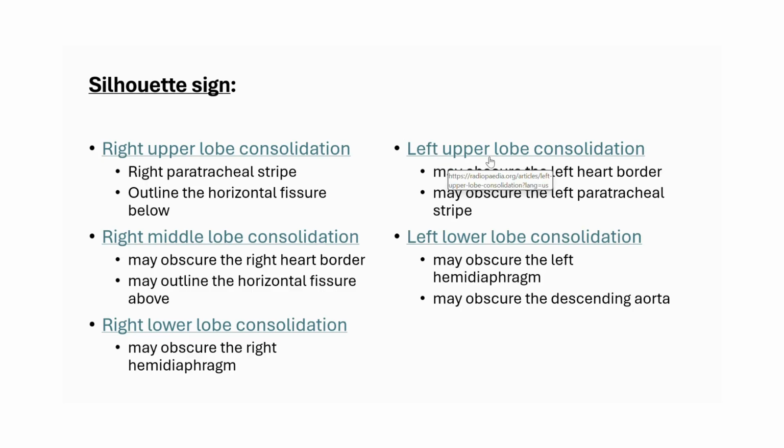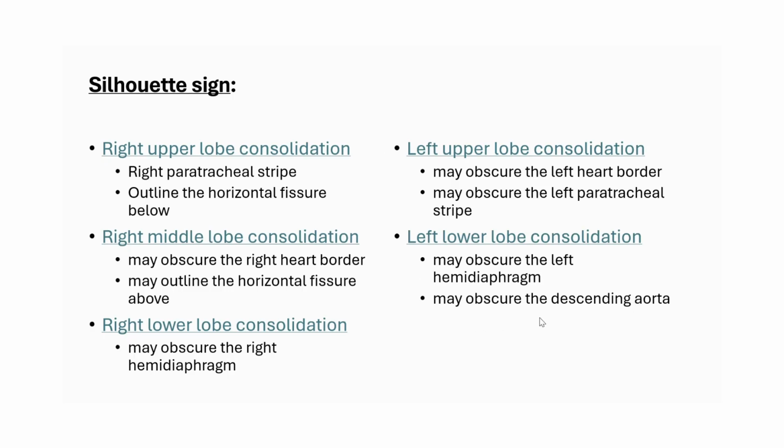Another is left upper lobe involvement, which causes obscuration of the left heart border, whereas right upper lobe involvement obscures the right paratracheal stripe. So the left heart border is obscured in the case of lingular consolidation of the left upper lobe. So this is specific for lingular consolidation. Now, left lower lobe consolidation causes obscuration of the left hemidiaphragm, descending aorta and the left CP angle.